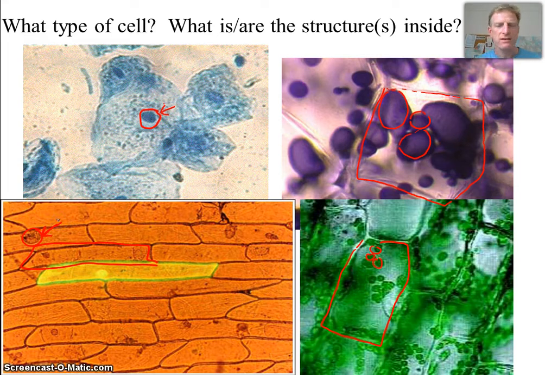Go ahead and see if you can figure out what those 4 cells are and what those internal structures are. You can just say plant or animal. If you remember the exact type of plant or animal cell, that's fine too. So that's it for cell structures and function.